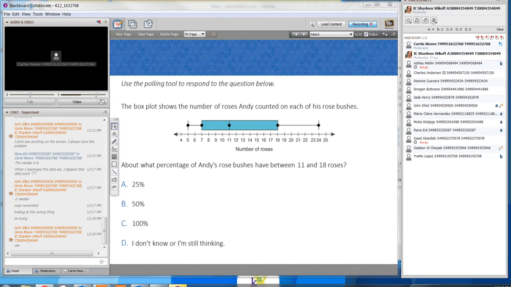So look at the box plot. Look at where 11 and 18 are placed. So those are the median and the third quartile. So what percentage of Andy's rose bushes have between 11 and 18 roses? Remember that the median, you could call that the halfway mark.